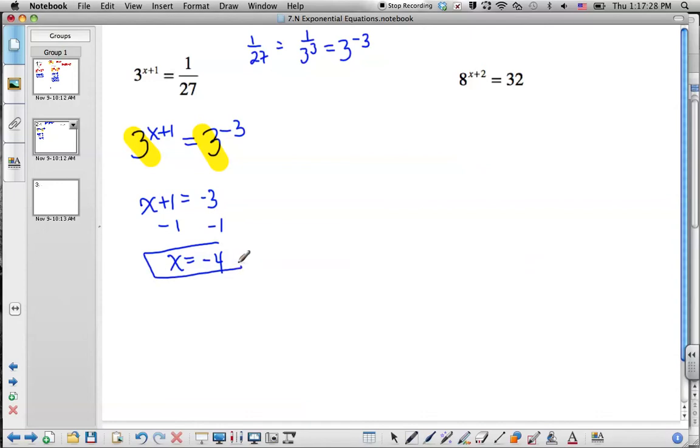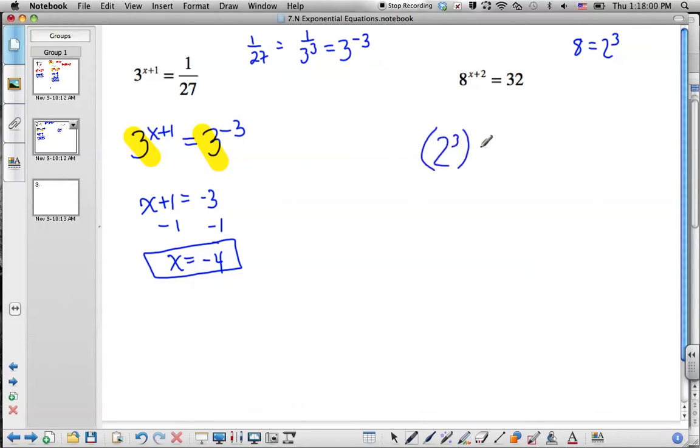Good. Same thing again. 32 and 8. So I can't change 32 into base 8 easily. So that's the first thing you want to look at. Can you make 32 into 8? Well, no, because 8 times 8 is 64. So think about other prime bases. And 3 doesn't work. Let's try 2. We know that 8 is 2 cubed. All right. So we could rewrite 8 as 2 cubed.